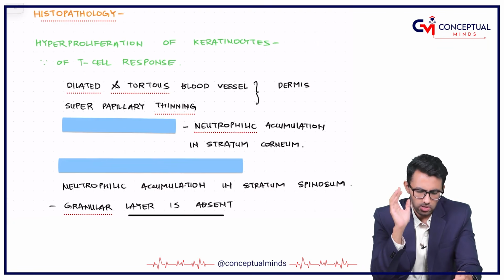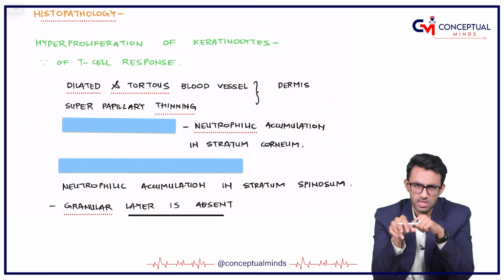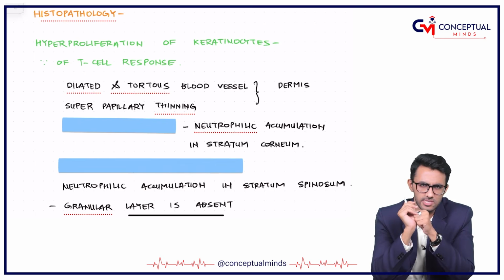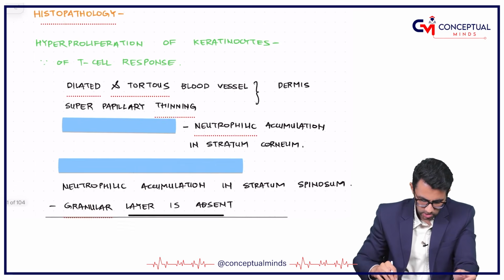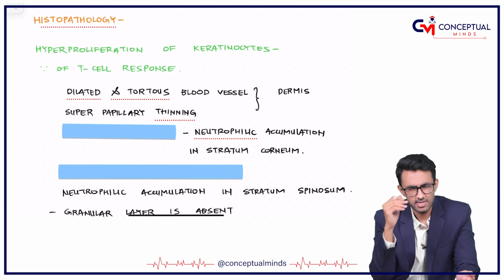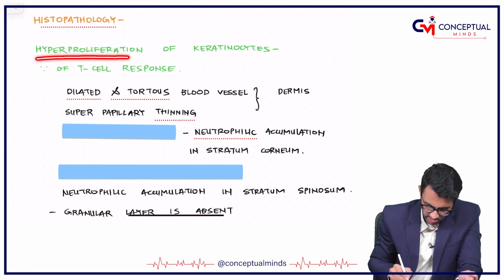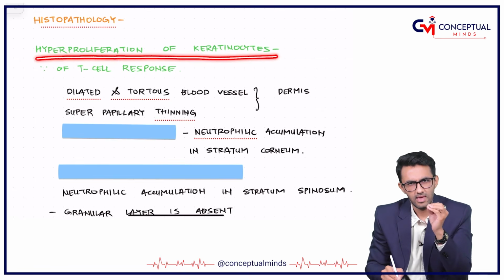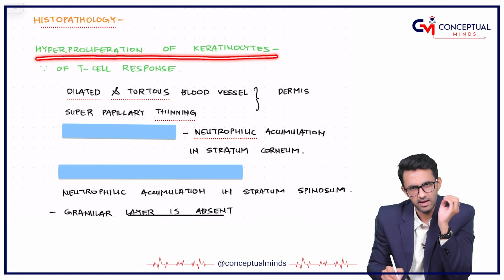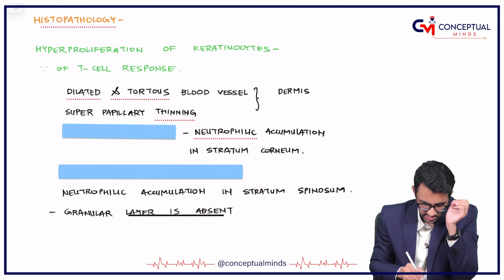Why histopathology? Because when we take out a biopsy and put it under the microscope, we want to know what findings we will see. That is going to be our next topic, and understanding the whys of it. First of all, one point is hyperproliferation of keratinocytes, because of the T cell response. This is one sentence we have memorized till now. We did it in the introduction, and we are doing it again.